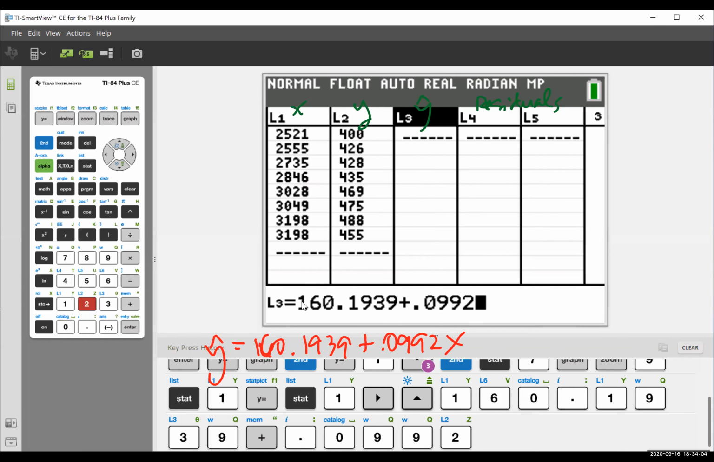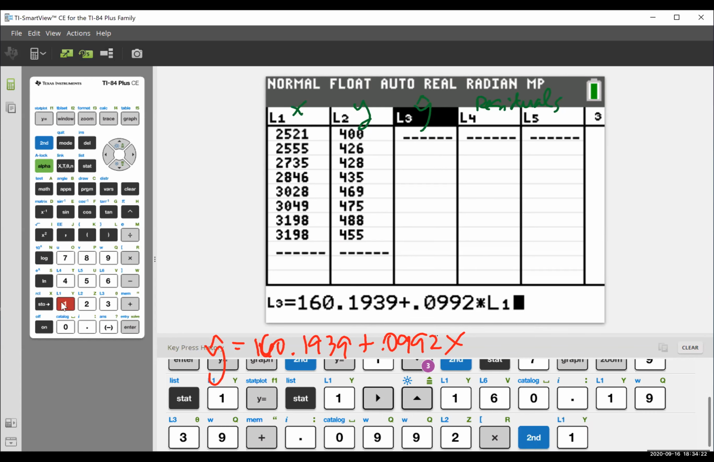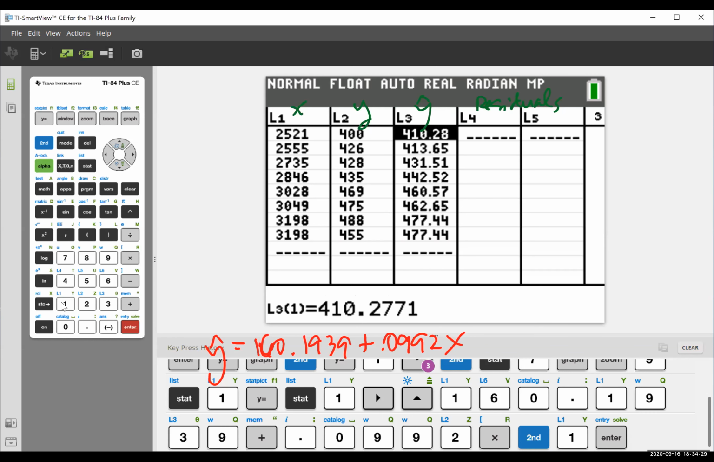So meaning 0.0992 times your X values, that's your L1. To get L1, you see L1 here, the blue, so second 1. So again, you need to type the equation times L1, then enter, you will get those answers. Okay? Next, we're not done yet. That is only the Y hat.